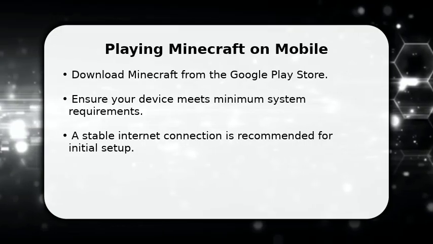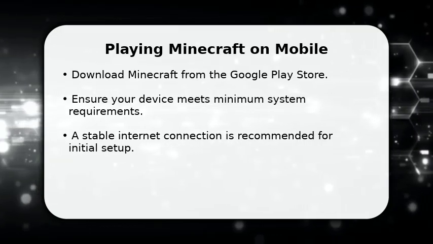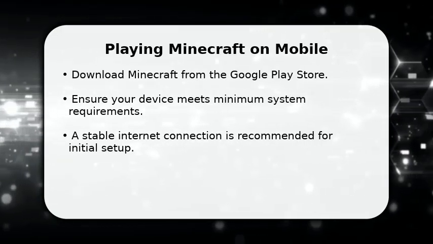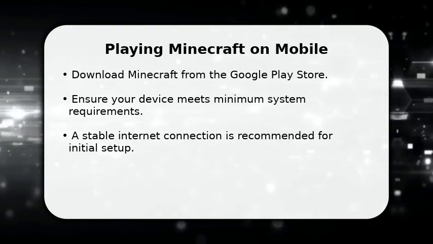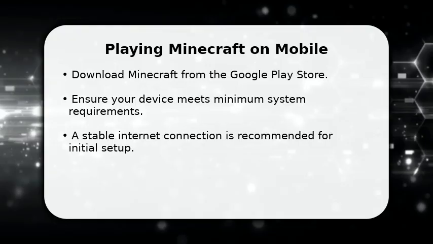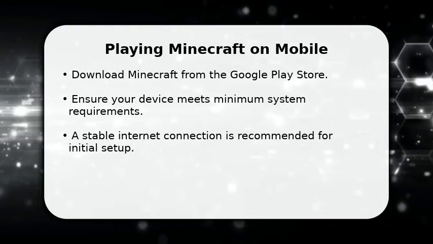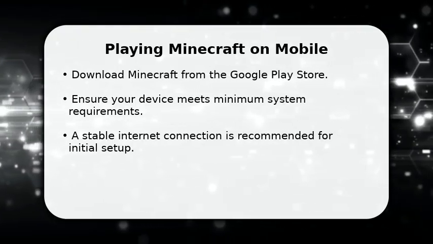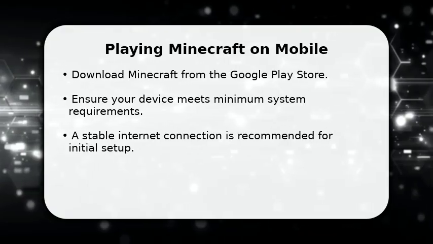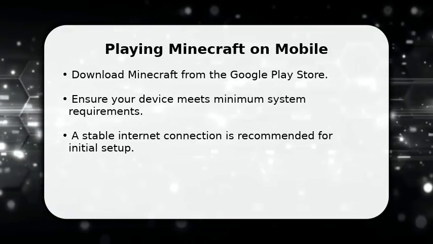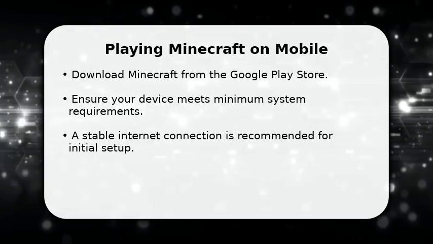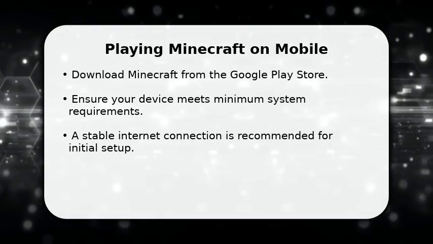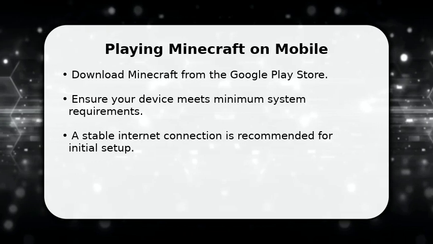In this video, I will explain how to play Minecraft on your Google mobile device. First, open the Google Play Store on your Android phone or tablet. Search for Minecraft and select the official game. Purchase and download the application. Make sure you have enough storage space, typically around 150 megabytes, and a stable internet connection for a smooth download process. Once installed, you're ready to launch the game.